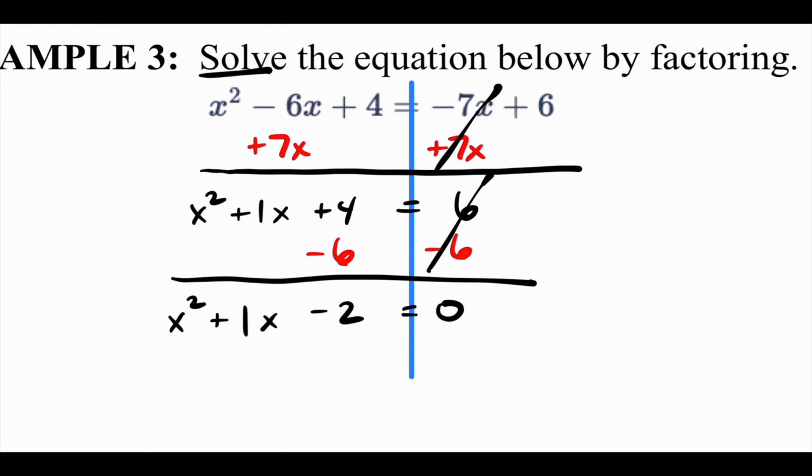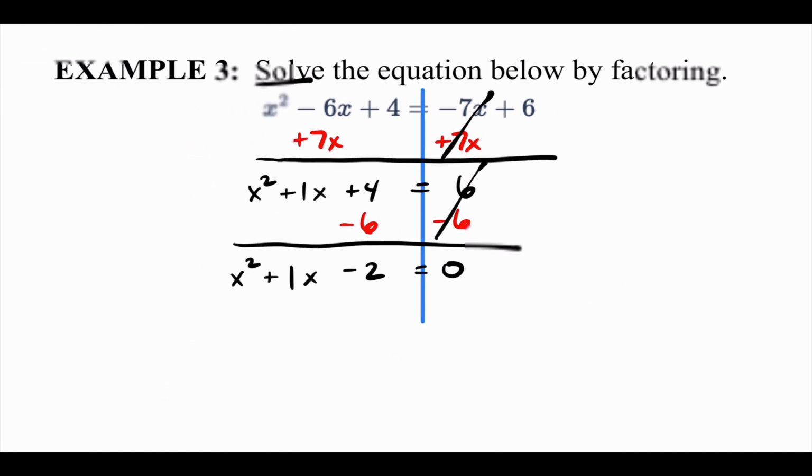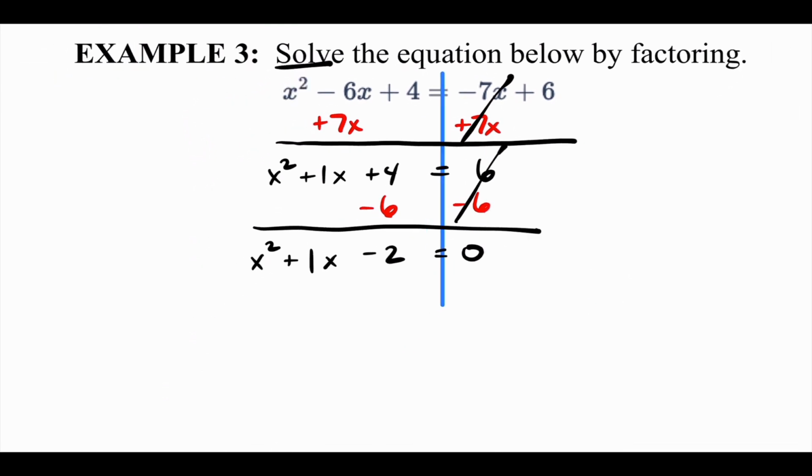You won't need to do that every time. Sometimes you do. Step 1 done. Step 2 we're going to skip for today. Step 3 says ABC. Okay. So now that it's in standard form, there should be an A, there should be a B, and there should be a C.